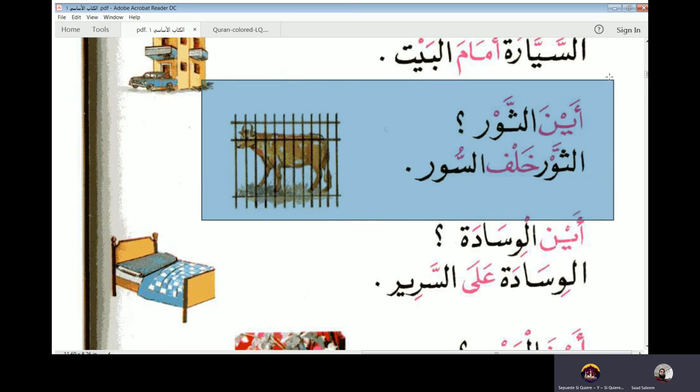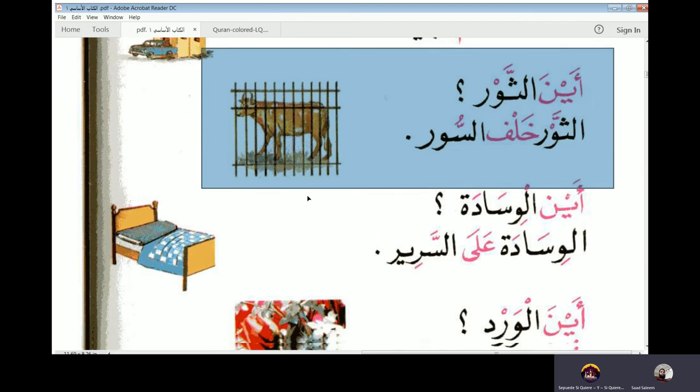Aina al-Thawru. Where is the bull? The bull, yes, Thawru. Al-Thawru. Hafasuri. The bull is behind the fence.